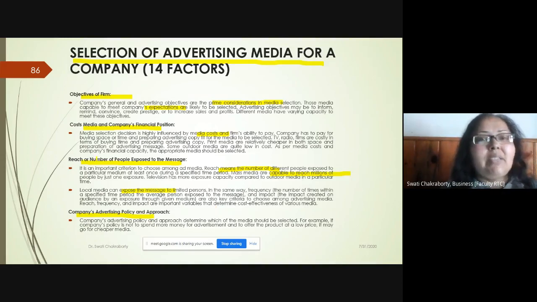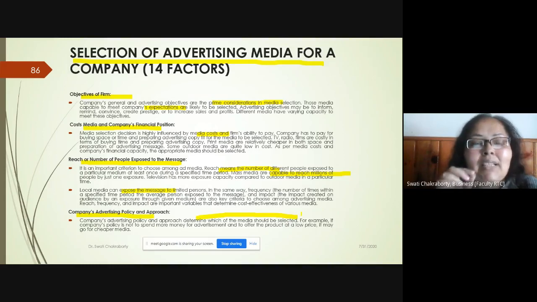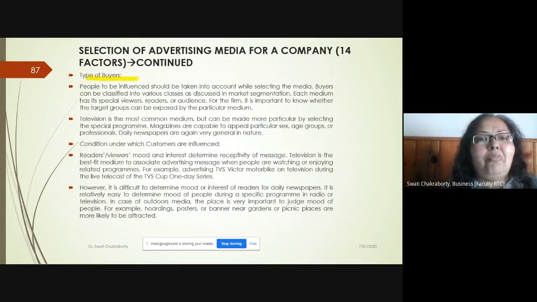So, advertising policy and approach, where you have to come up with the right approach, which would determine which of the media would be selected. You have to choose that. Companies' advertising policy and approach determine which media is best. Like if the company's policy is not to spend money on advertisement, then what happens? It's better to go for cheaper media. So we are talking of the 14 factors that a company needs to think about when they select the advertising media. Next comes up is type of buyers, right?